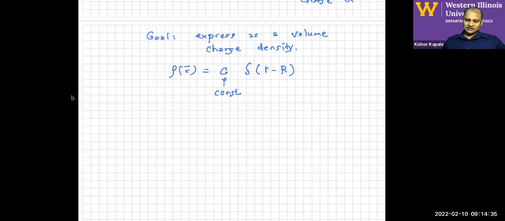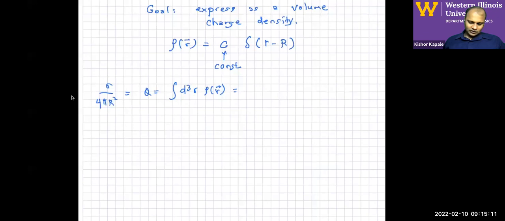Now, how do you make sure that this is correct? Because it's now a delta function, it's very easy to see. You need to do a volume integral, d cubed r of rho of r, and that should always equal the total charge Q that they gave you, which you can write as sigma times 4 pi R squared. That's the surface area of the sphere. Sigma times 4 pi R squared, the surface area. Yeah, the product gives you Q.